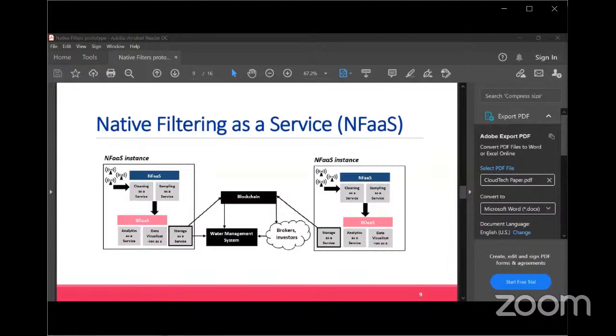The cloud-based sensor data stream processing flow is shown in this figure. Every instance of native filtering as a service has its own geographical coverage and specialized analytics and scope. Water management systems may also be interested in retrieving data from multiple native filtering as a service instances, and multiple instances can store their output on a blockchain, as you can see here, and this provides endless options for an ecosystem of brokers, regulators, investors, and innovators.